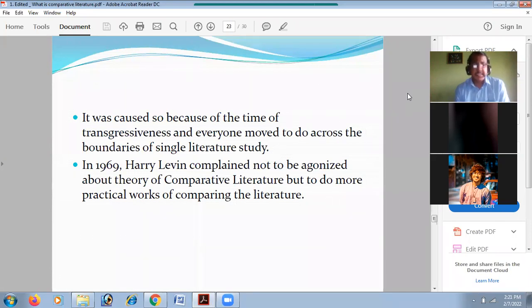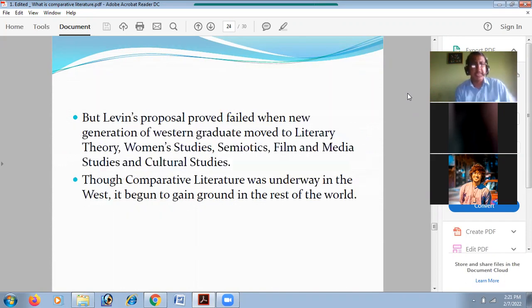In 1969, Harry Levin complained, urging not to agonize about the theory of comparative literature, but to do more practical work. So Harry Levin came up with another idea: we have spent so much time consulting the theory of comparative literature, let's do some practical work. But Levin's proposal failed when a new generation of Western graduates moved to literary theory. Levin made his comment in 1969, that is, the 1970s decade.